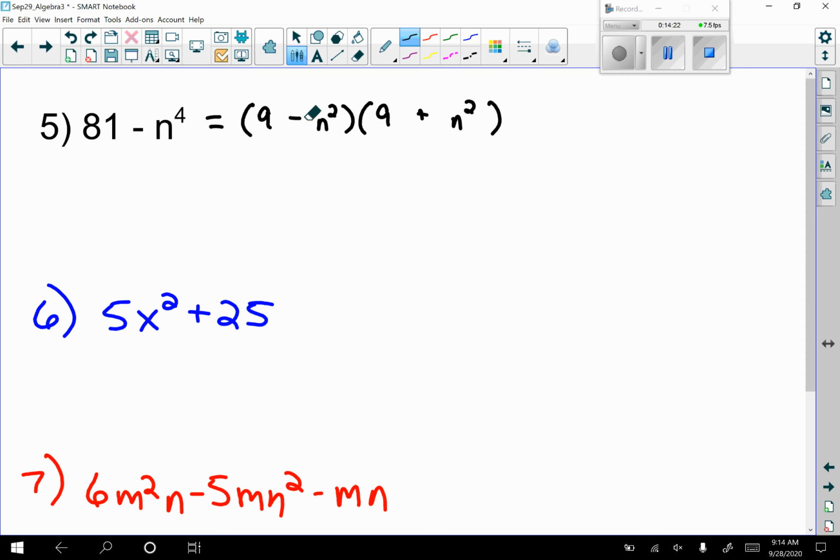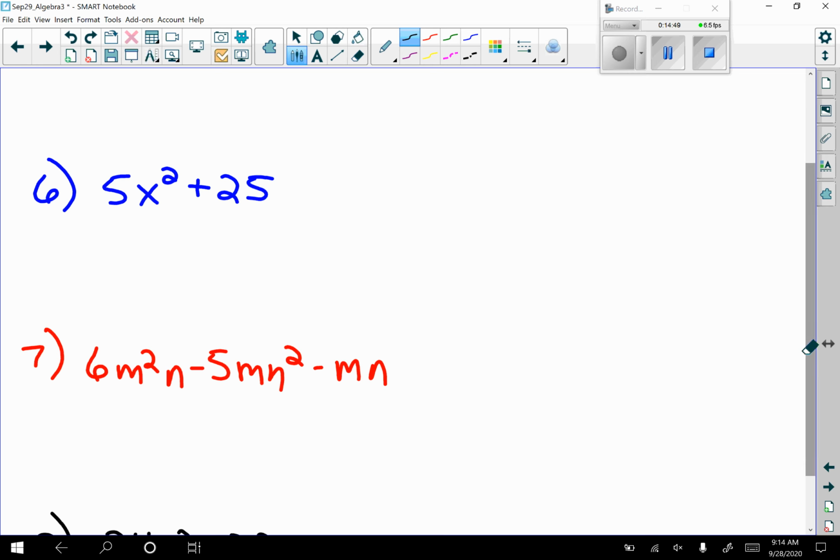But we still have to look to see, especially with the minus, the difference here, can we go further? And yes, because 9 again is a perfect square. Again, square root of 9 will give me 3. And it's okay, the number's going first, that's perfectly fine. Square root of n squared will just give me an n. Again, 1 plus, 1 minus. And then I still have to bring down the 9 plus n squared. There's nothing I can do with that.